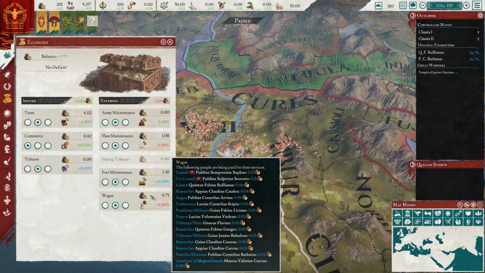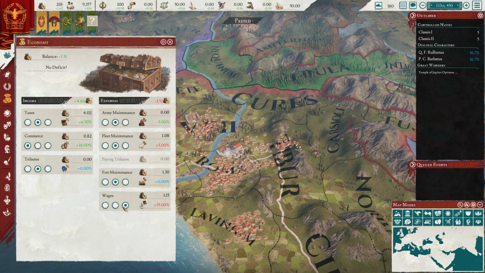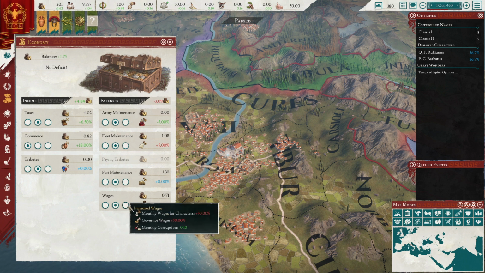As for expenses, wages go to every character, like Crusader Kings style character, that you have working a job. You have to pay them. If you have increased wages, this is a great way to reduce corruption. But this increases the actual wages you're paying out dramatically. And as you get bigger, this will become suffocatingly expensive.